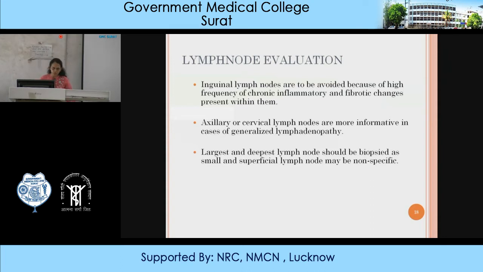So if a patient is presenting with generalized lymphadenopathy, like in lymphoma, particularly malignancy of lymph node, they come with cervical node enlargement or axillary node enlargement along with inguinal node. So one should go for axillary or cervical, preferably cervical, because it is easy to perform FNAC, easy for excisional biopsy, and the yield is very good. Diagnostically, it is very helpful.